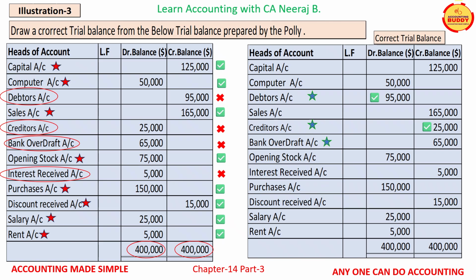Bank overdraft amount of $65,000 is now placed in the correct credit column. Interest received income of $5,000 is also now placed in the correct credit column. Now the total of the debit and the credit columns is still matching after the correct classification of all the accounts.